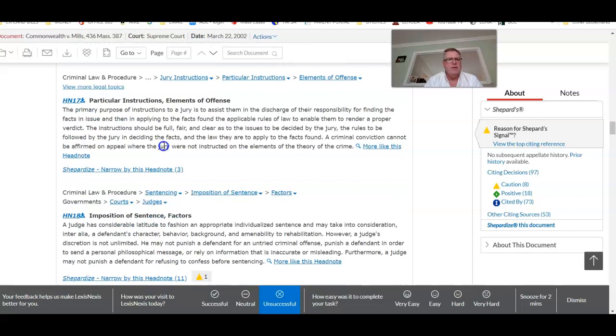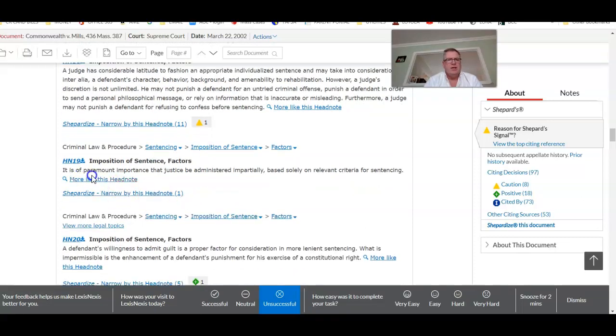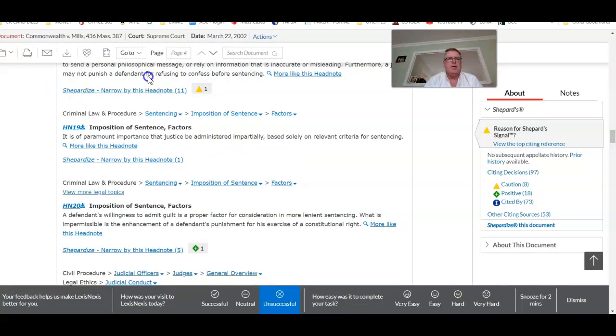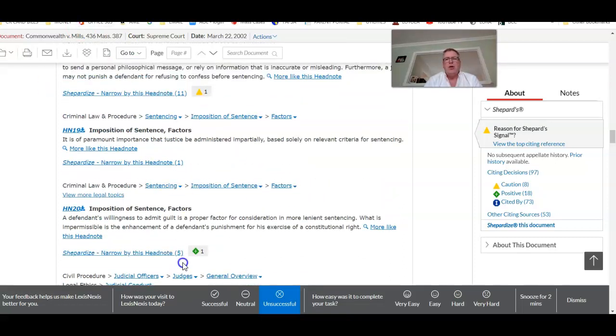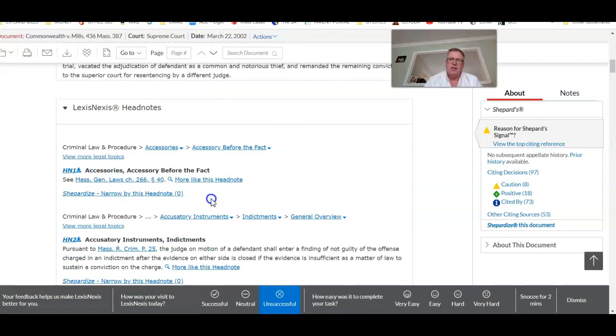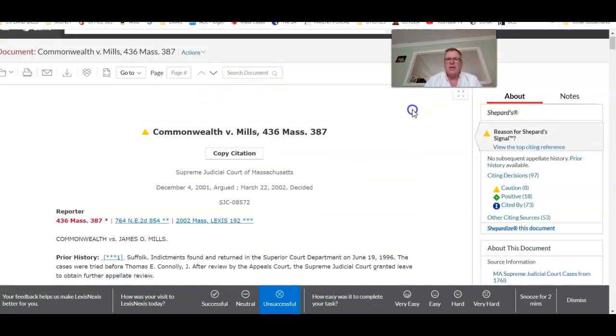Let me see here. It says here, it is of paramount importance that justice be administered impartially based solely on relevant criteria for sentencing. You could use that. You could use a lot of stuff from that case that was reversed, as long as it was not reversed by the SJC. That's probably confusing, but I just wanted to show you one example of that.